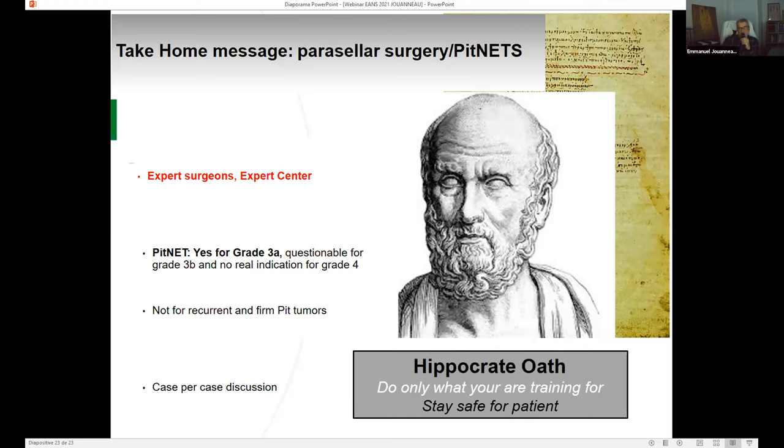So I will finish with the sentence of Hippocrates: do only what you are trained for and stay safe for patients, especially when you deal with benign tumor and when you have radiotherapy techniques or medical drugs. Thank you for your attention.